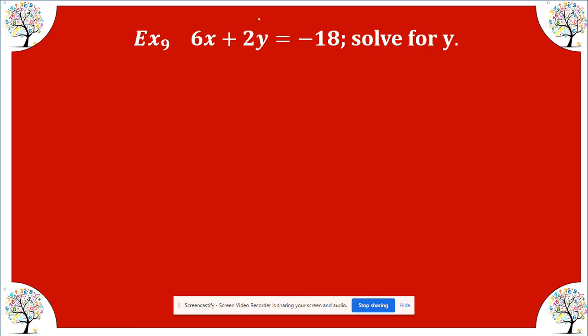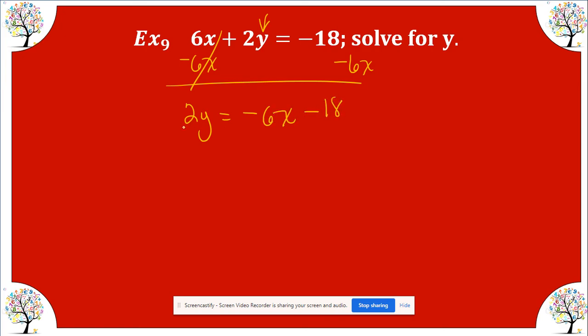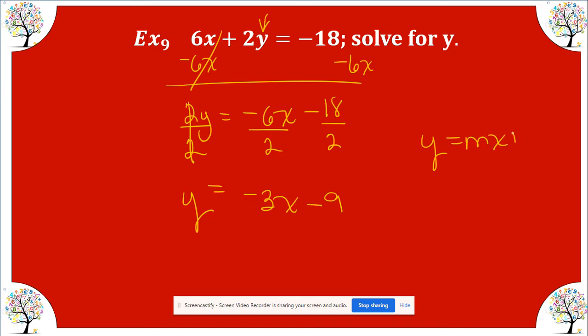Okay, we're isolating the y. So we're going to move the term 6x. We have 2 times y is equal to, again, I'm going to put the linear term and then the constant. I'm going to divide every term by the coefficient 2. And I have y is equal to negative 3x minus 9. Again, this is slope-intercept form, where m is your slope and b is your y-intercept.